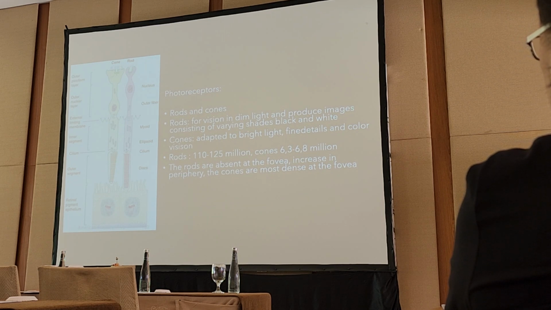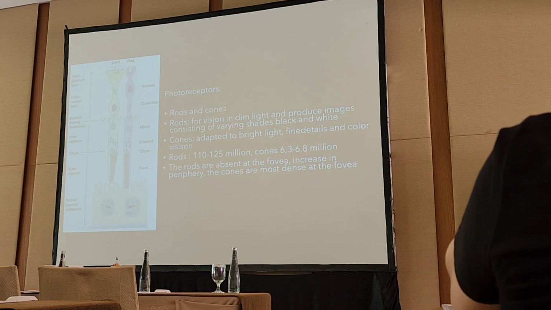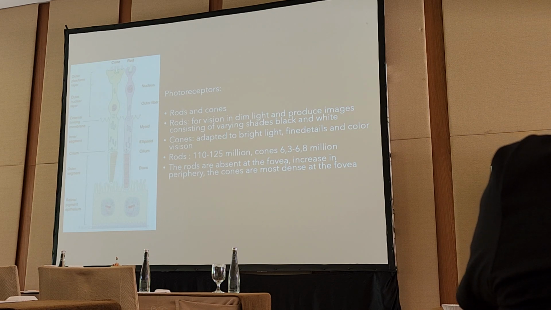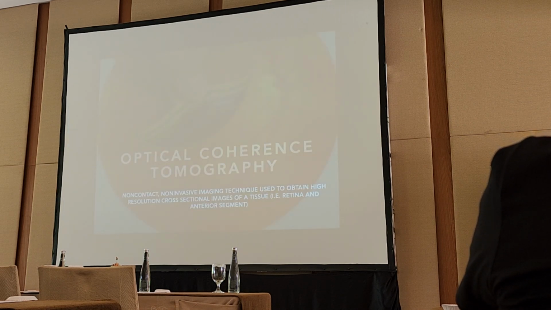There are approximately 110 to 125 million rods, while cones are only 6.3 to 6.8 million cells. Rods are absent in the fovea. That's why the fovea is responsible for color vision, because most of the cells in the fovea are cones. The rods are most dense in the peripheral retina.